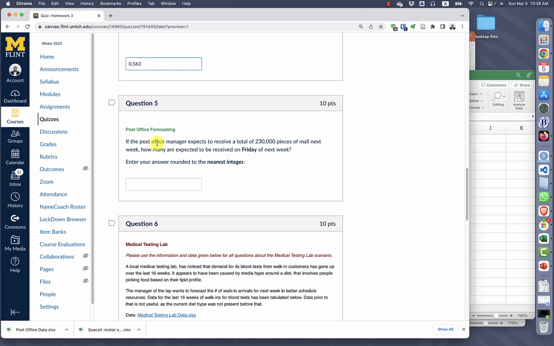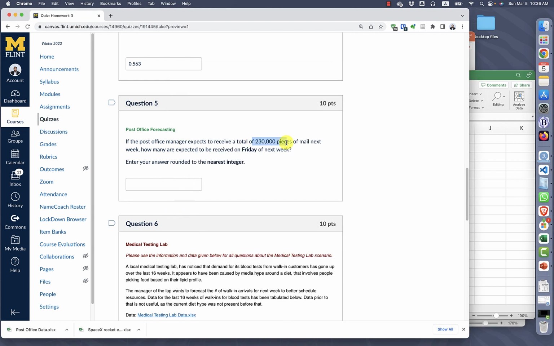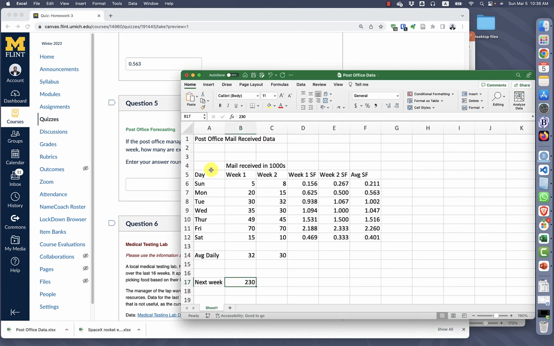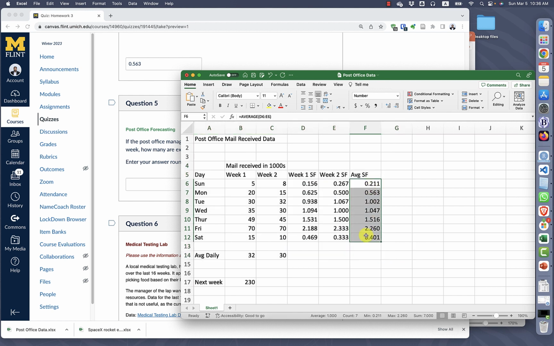Okay. Now the manager expects a total of 23,000 pieces of mail next week. How many does he expect to receive on Friday? So in the next week, we expect 230 pieces of mail. Why did I put 230 here and not 230,000? Because everything we're doing here is in the thousands. Well, actually, seasonal factors don't have a unit. So even if you put 230,000, that would apply.